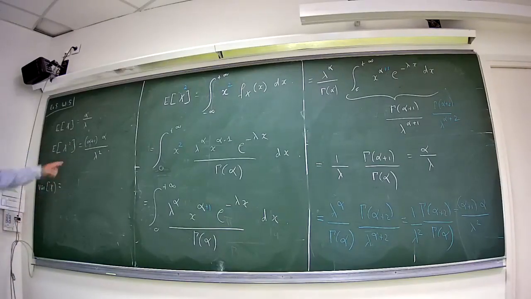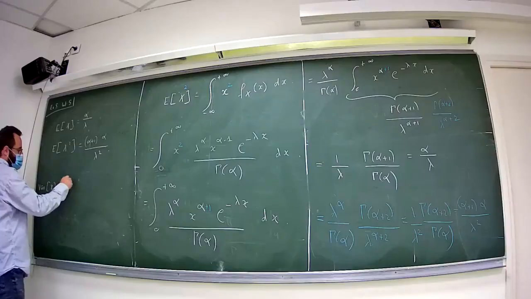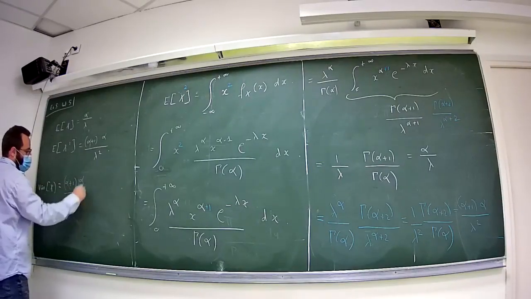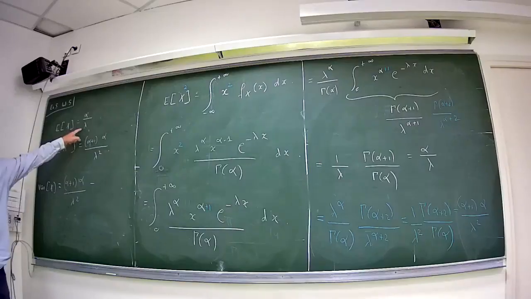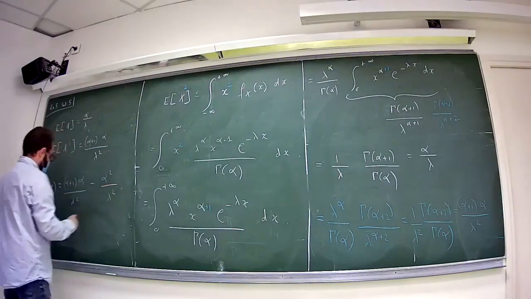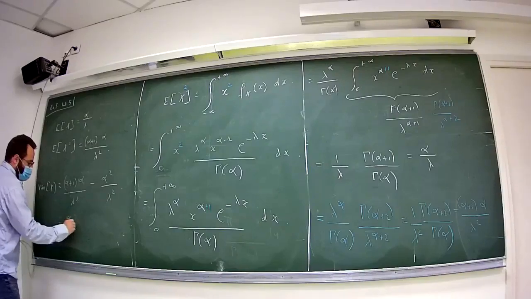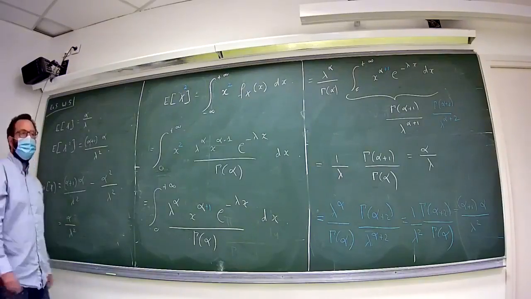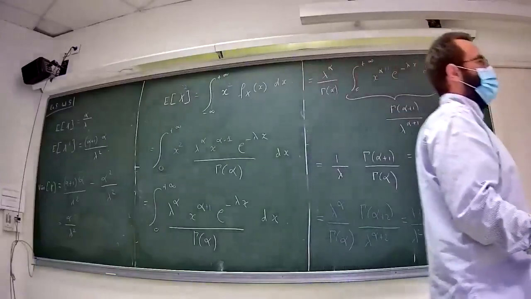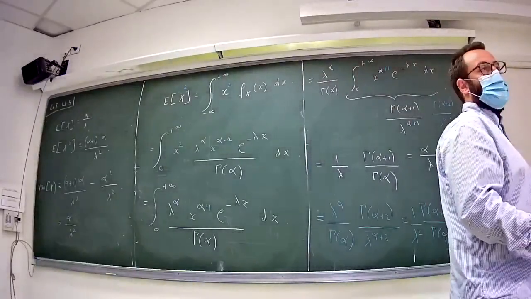The expectation of x squared, that is alpha plus 1 alpha over lambda squared, minus the square of the expectation, that is minus alpha squared over lambda squared, and I obtain this way just alpha over lambda squared. That is exactly what I want to obtain here, alpha over lambda squared. Okay.